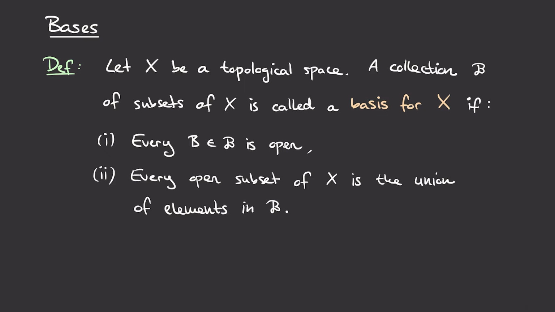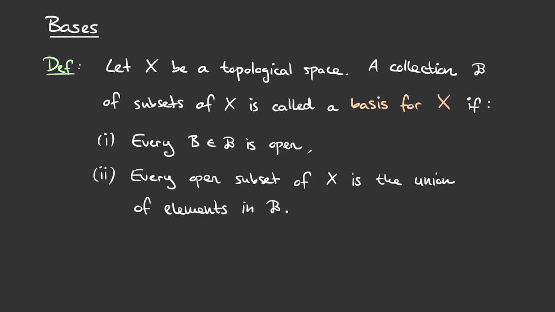Let's dive straight into the definition. Suppose we have some topological space X, then a collection B of subsets of X is called a basis for that space if the following two conditions hold. First, we want every element of this collection B to be open, and second, we want every open subset of X to be the union of elements in the basis.